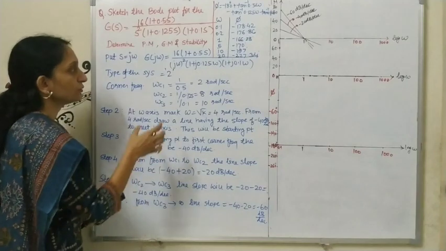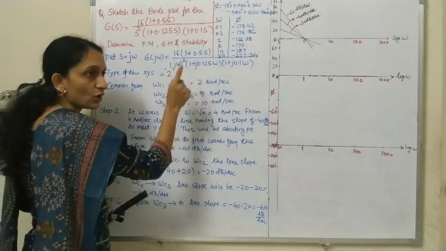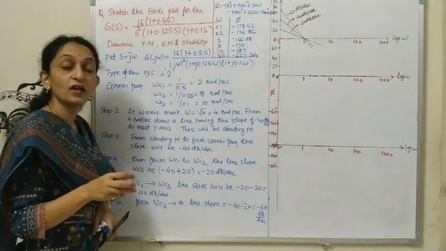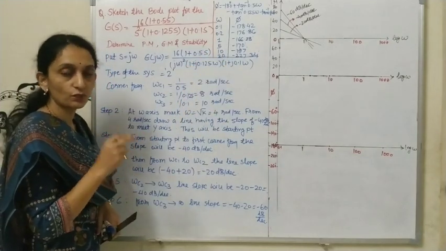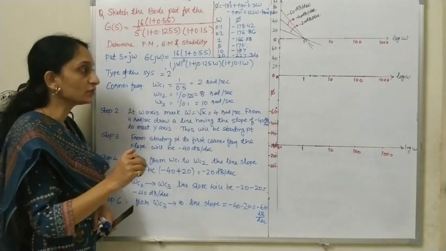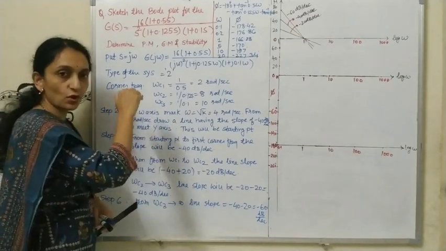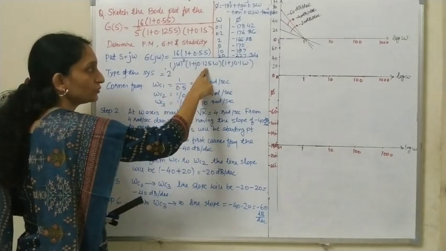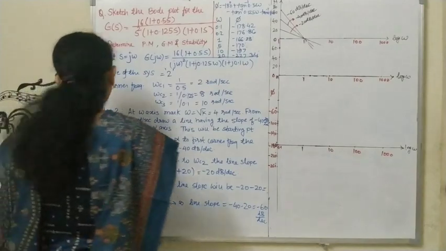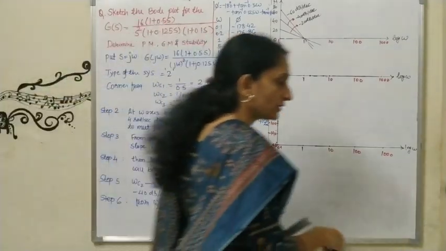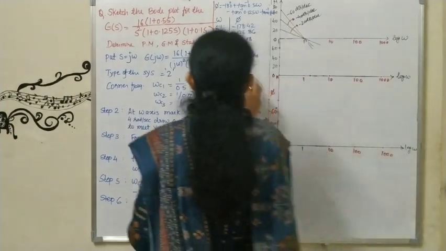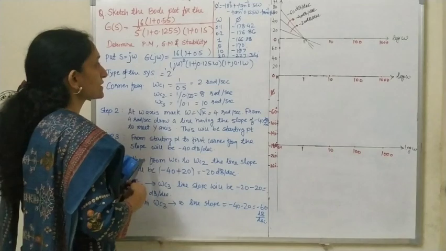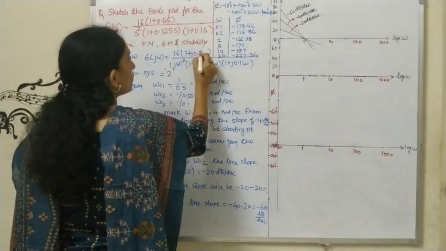You know that there will be a corner frequency for each real pole and real zero. Look at this, 1, 2, 3 factors are there. So there will be 3 corner frequencies. So what we will do, we will arrange according to the corner frequency, in ascending order. First of all, after substituting s = jω, here I need to put jω. So this will be my jω.